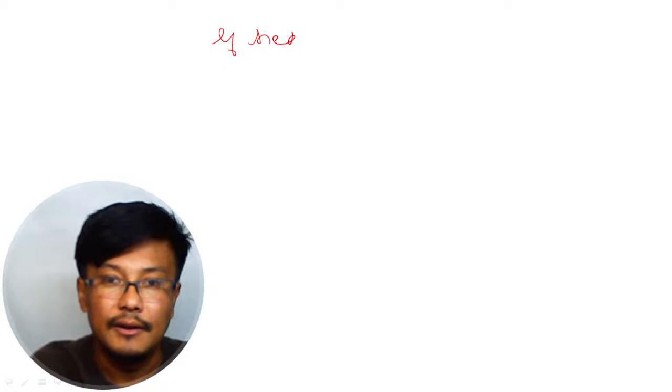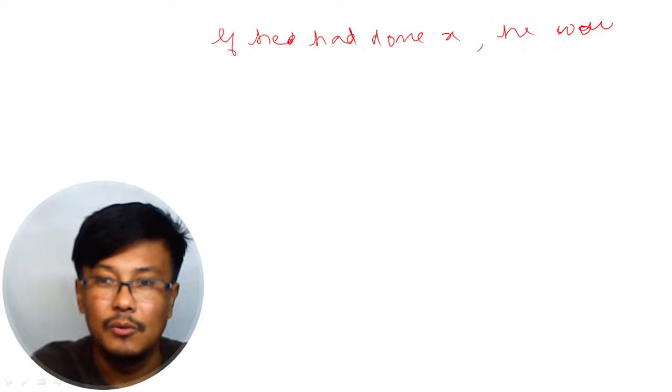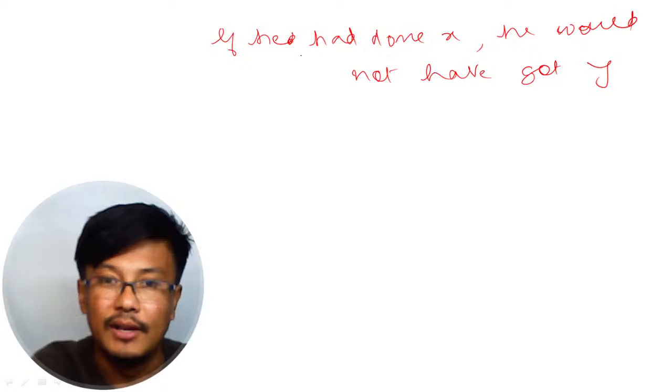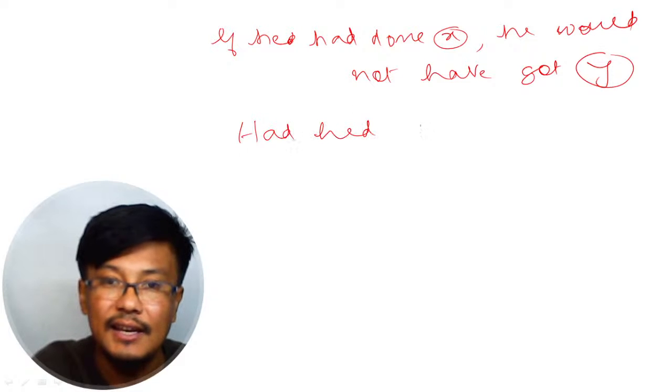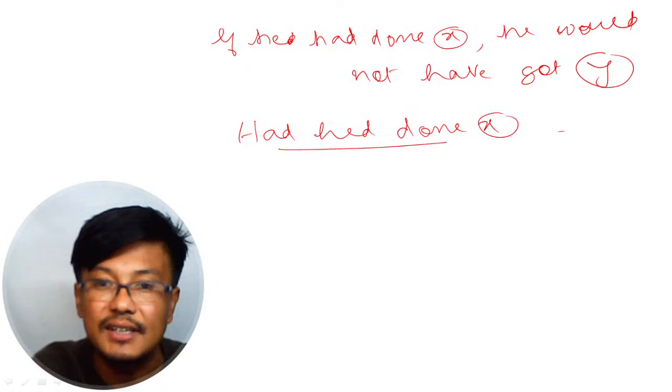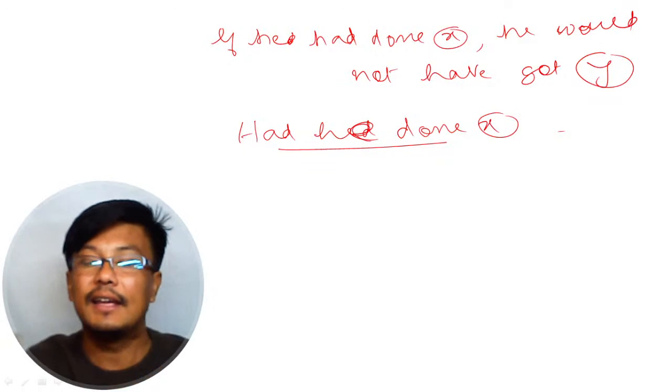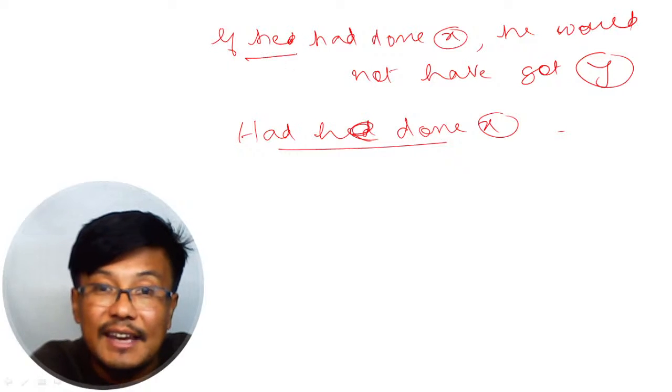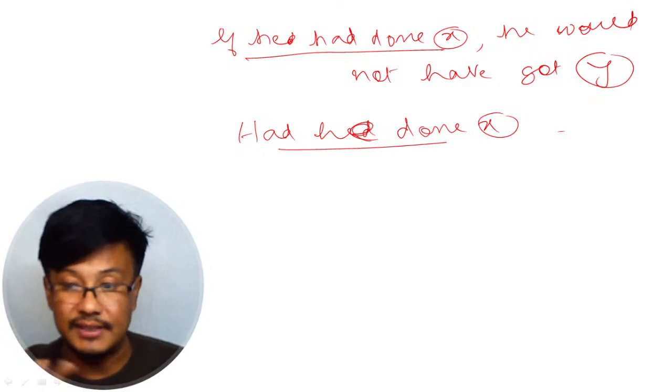Let's do one thing. I will make the sentence blank for some time. I'm going to write an easier form. If he had done X, he would not have got Y. Now, if he had not done X, he would not have got Y. It's the same as saying, had he done X, he would not have got Y. This structure, had he done X, he would not have got Y, is the same. If he had done and had he done is the same. So this is basically the same thing, right?